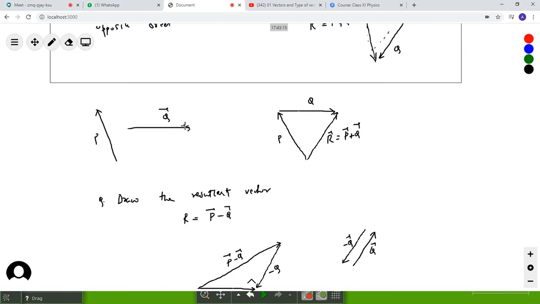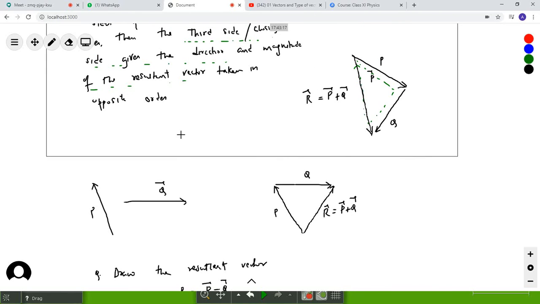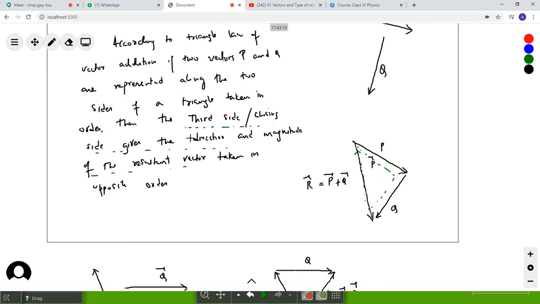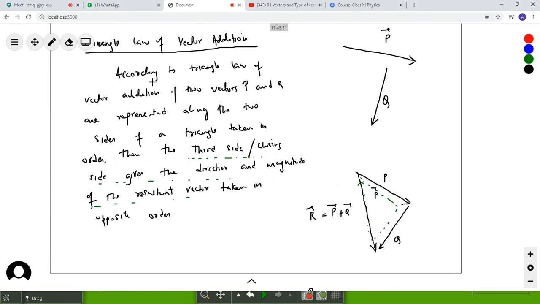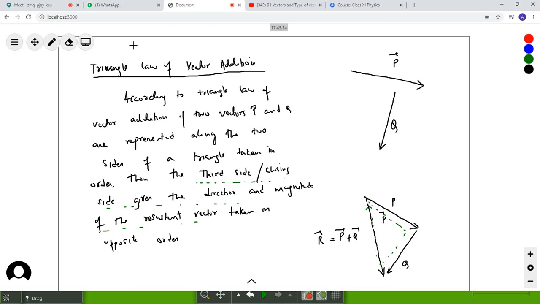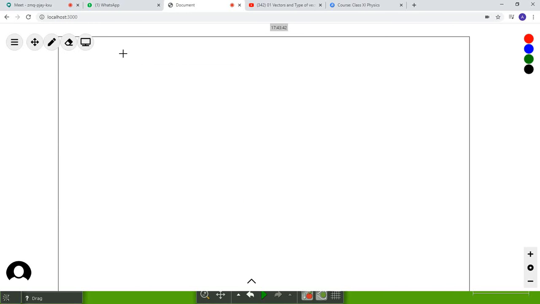Most of the time, this triangle law of vector addition is used to do a rough diagram, to draw pictures of vectors and get a sense. Most of the time you are going to use the parallelogram law of vector addition only for two forces. So is it clear now? Yes, sir. I'll give you one example for you to try out, to see if you understood.